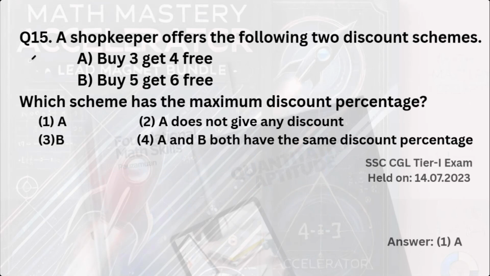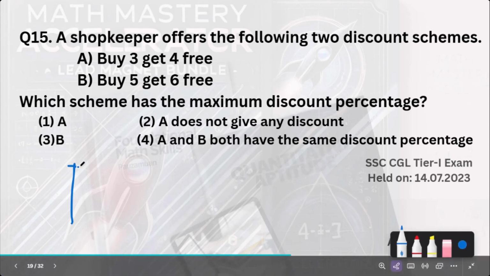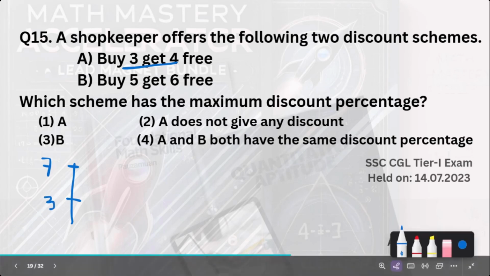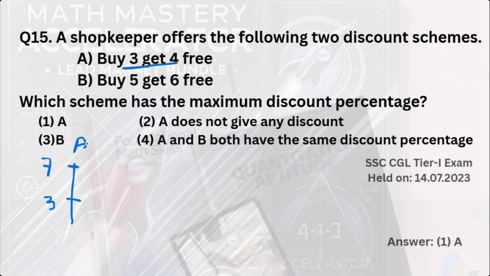Question number 15. A shopkeeper offers the following two discount schemes. A: buy 3, get 4 free. Three plus 4 is 7, you have to buy only 3. This is your A. B: buy 5, get 6 free. You have to buy 5. Total is 5 plus 6, 11.